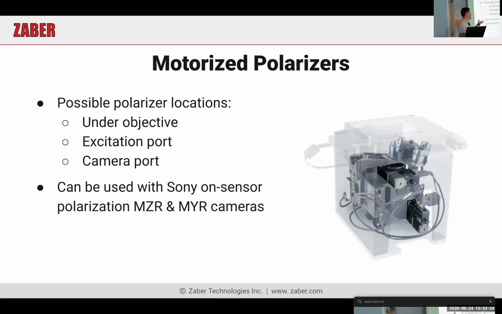The Sony MZR and MYR sensors actually have on-sensor polarization. So instead of being sensitive to red, green, and blue light, they are sensitive to 0, 45, 90, and 135 degree polarized light, which is a different way of looking at the world.